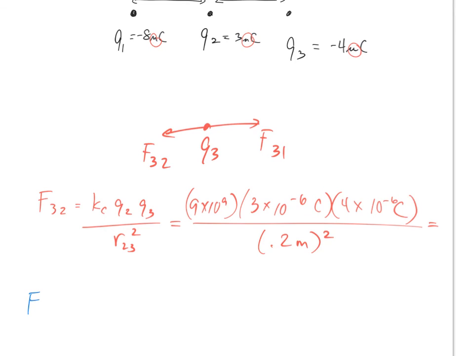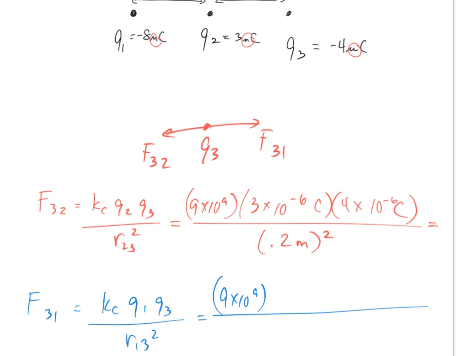I'm then going to do the same thing for F31. It's literally the same formula except with new subscripts. Q1 is there now instead of Q2. Q3 is still there, but R13 is different also. So the first part is the same. Now we've got Q1, and then we've got Q3 still. Again, notice I'm not including the negative sign for Q1 or Q3. We already took into account that it's a repulsive force with the free body diagram.